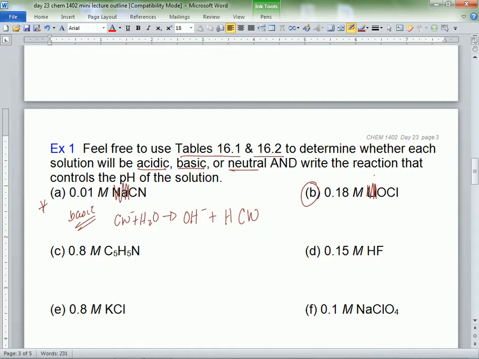HOCl, right? So this must be acidic, basic, or neutral, this solution. Has to be basic, because we don't have HOCl. We have OCl minus, its conjugate base. Okay, so we've got basic. And then you write that.